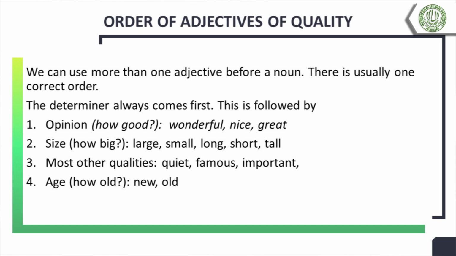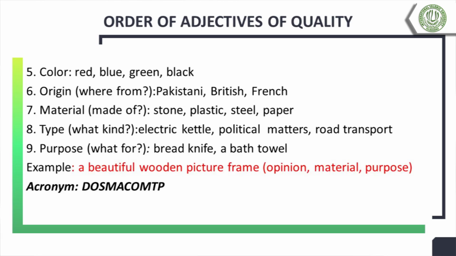adjectives of opinion like wonderful, nice, great, adjective of size, most other qualities such as quiet, famous, important, adjective of age, color, origin, material, type, purpose. So, usually we follow this order when we are writing down different adjectives in a sentence.